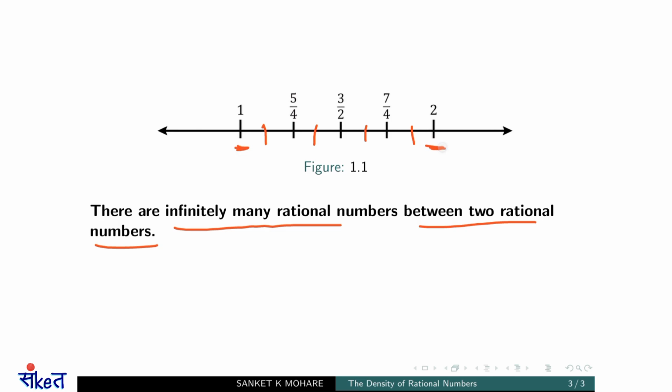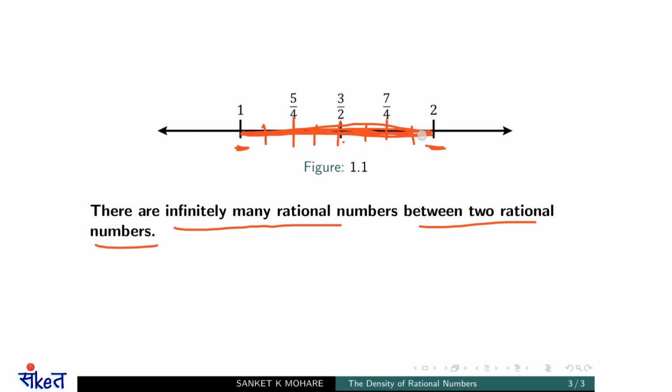Between 1 and 2, we found first 3 by 2, then between 1 and 3 by 2, we found 5 by 4, and between 3 by 2 and 2, we found 7 by 4. So, again, we got some intervals. So, that's why we can say there are infinitely many rational numbers between two rational numbers.